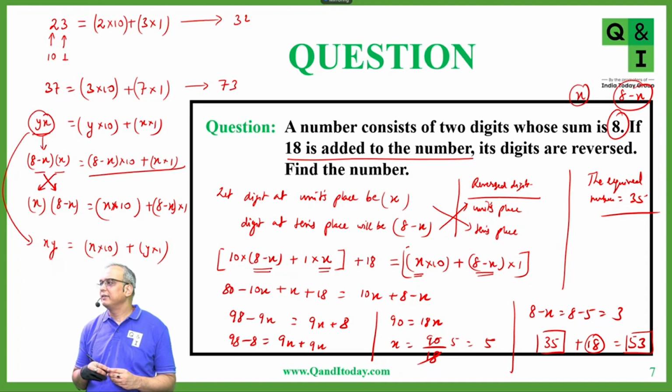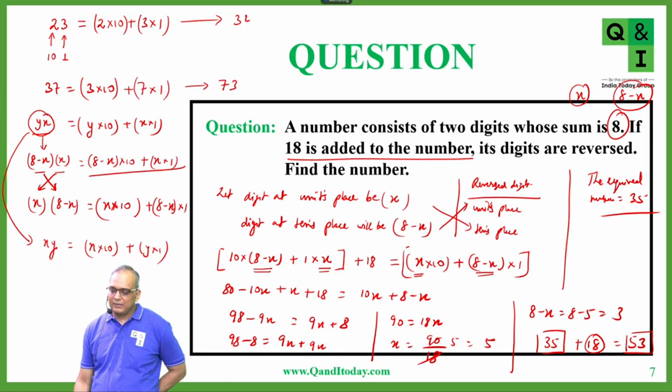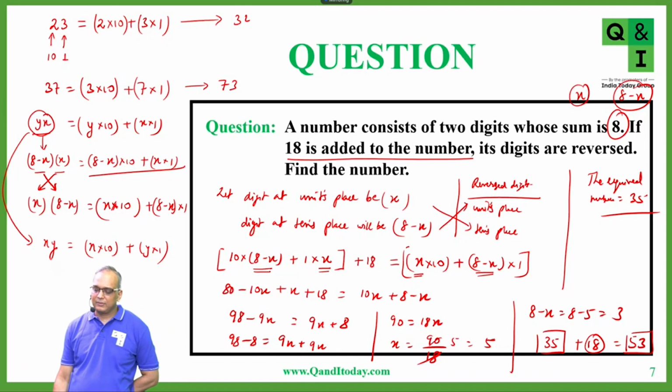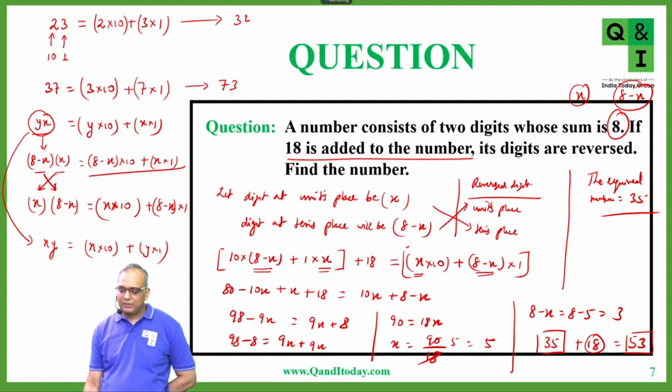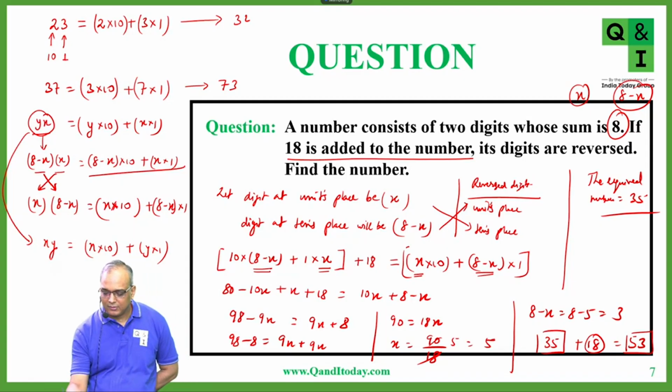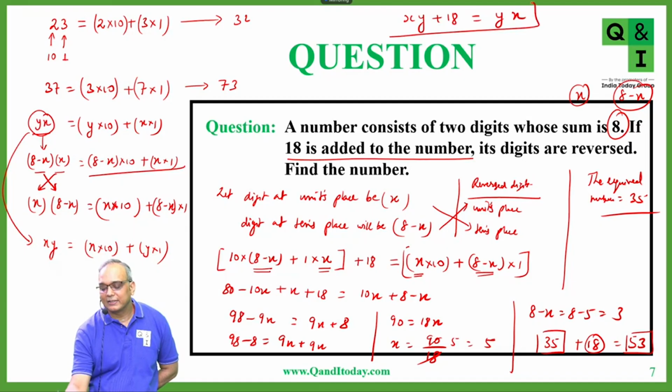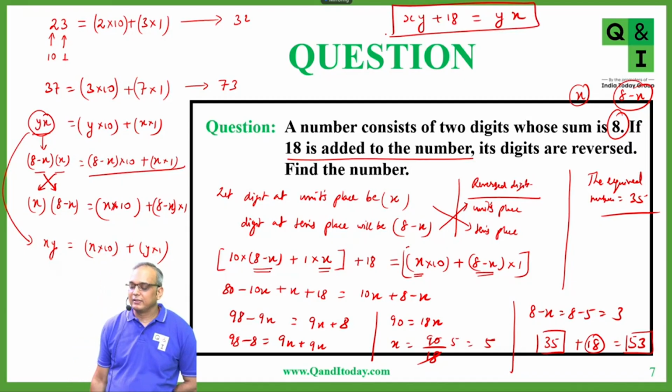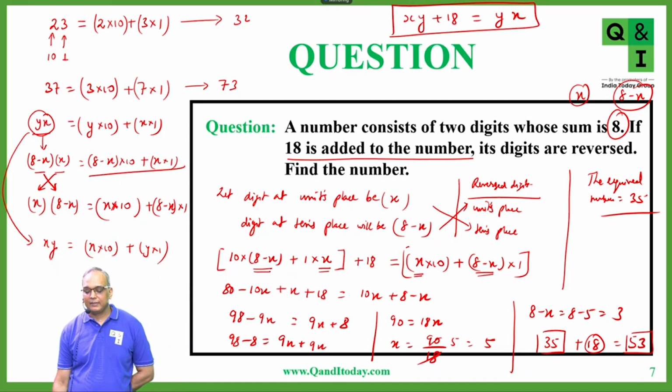I have one doubt, sir. In the question, they said a number comes to 2 digits. Fine, that's all. After that, if 18 is added to the number, each digit's reversed. So does that mean the equation we formed plus 18 is equal to the opposite of the two digits? Yes, xy plus 18 is equal to yx. This is what it is, sir. Okay, sir. Got it, right?